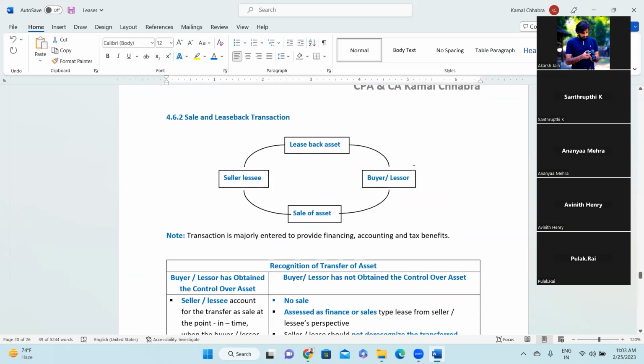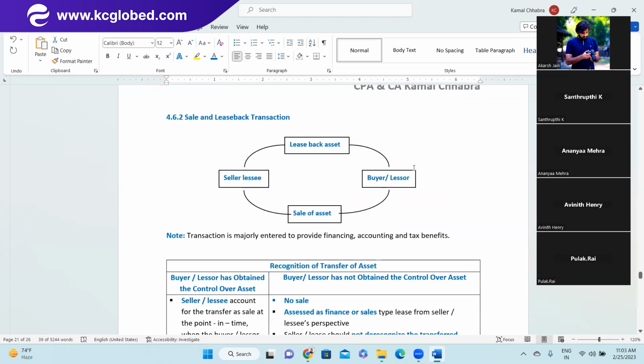Okay, so the next topic is sale and leaseback transaction. Have you heard about this term, sale and leaseback? Yes, sir. Do you mind sharing what exactly is your understanding?